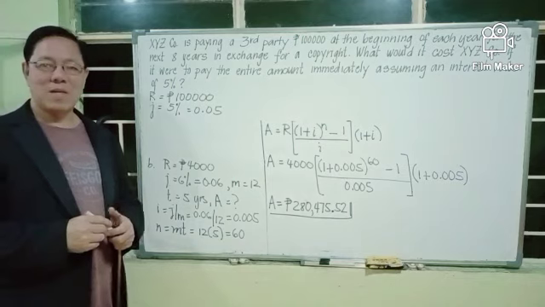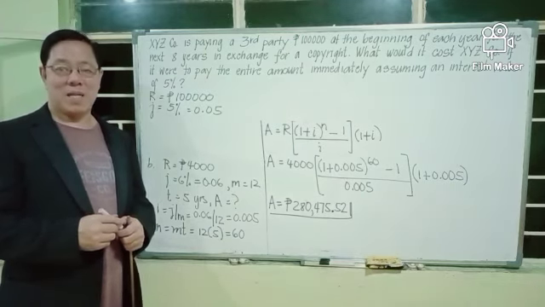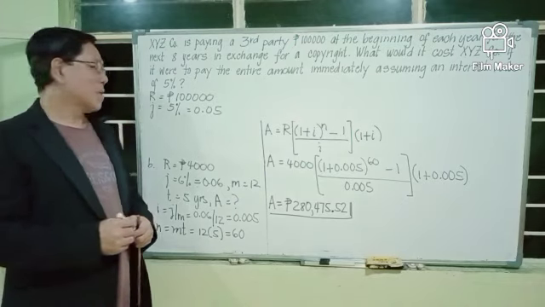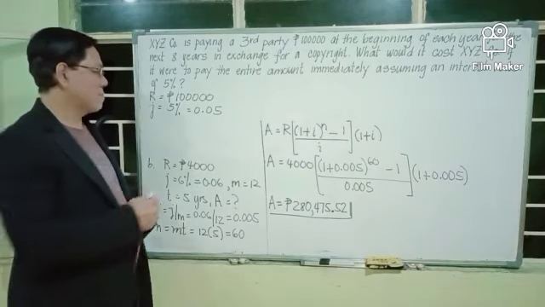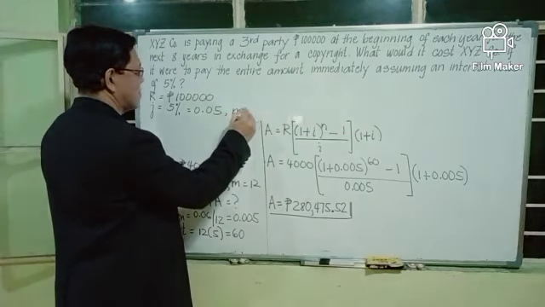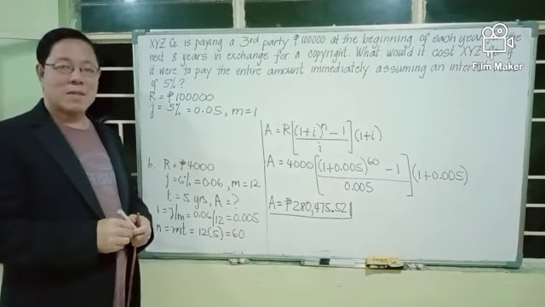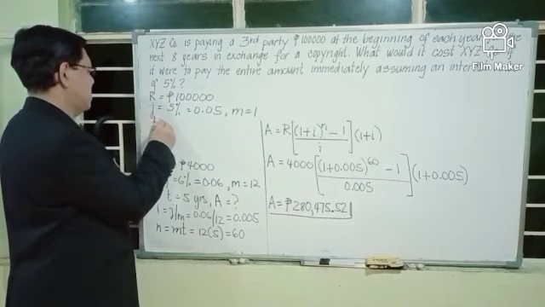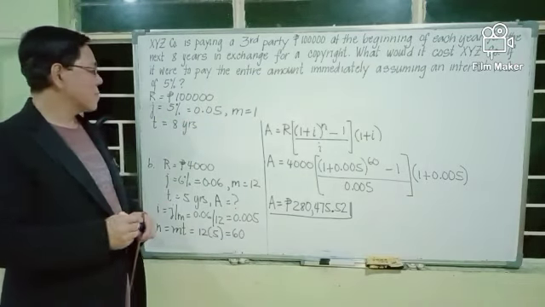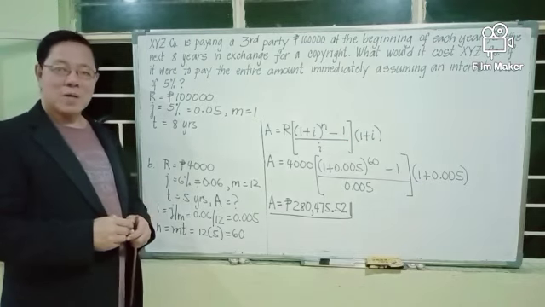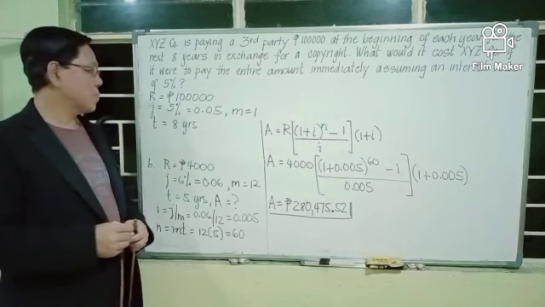And this is compounded annually because the payment is to be paid at the beginning of each year. So this annual interest rate is already the interest rate per year. And T is equal to 8 years. The required here is the present value of this annuity due.